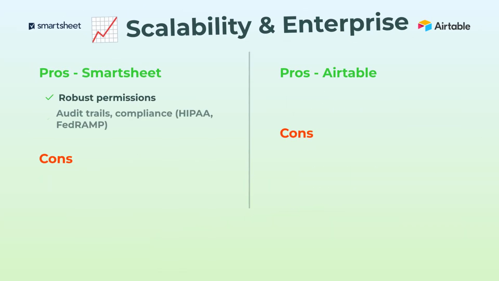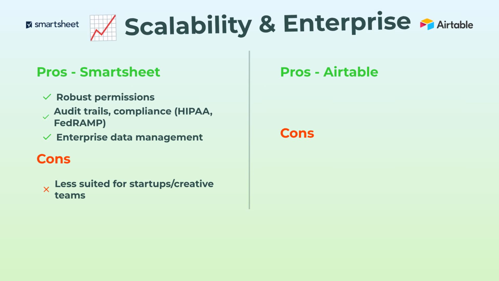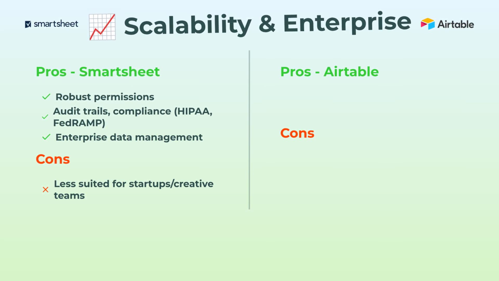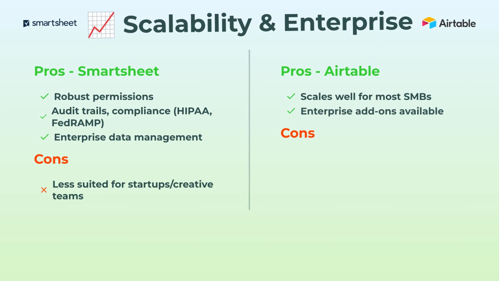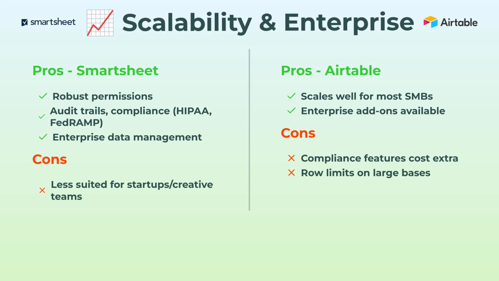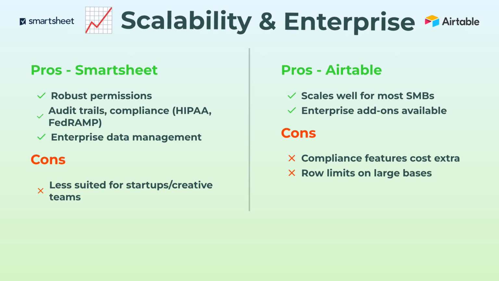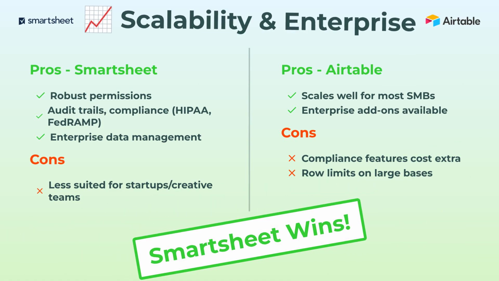Last, let's talk scalability and enterprise chops. Smartsheet is, hands down, built for big business. The permission controls are super robust. You get things like audit trails, compliance for health or government stuff. If your company has lots of red tape, Smartsheet's totally your buddy. Airtable's no slouch for medium-sized teams and can scale with add-ons. But for hardcore compliance, you'll pay more. And honestly, you might hit limits with massive datasets. So, Smartsheet's the one to pick if you're thinking really big.